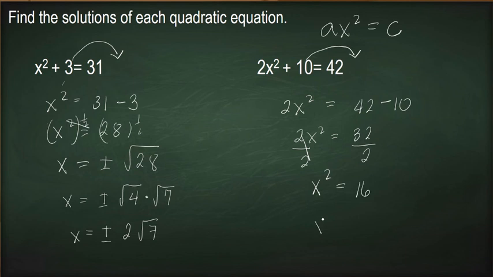Then we need x again, so we need to raise both sides to 1/2. So we have now positive, negative, square root of 16. We have x now is equal to positive, negative, square root of 16 is equal to 4. Okay? I hope you understand the process.